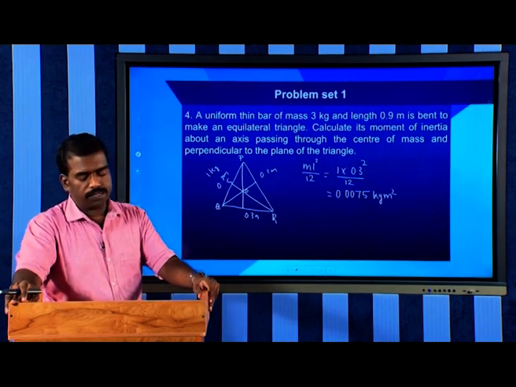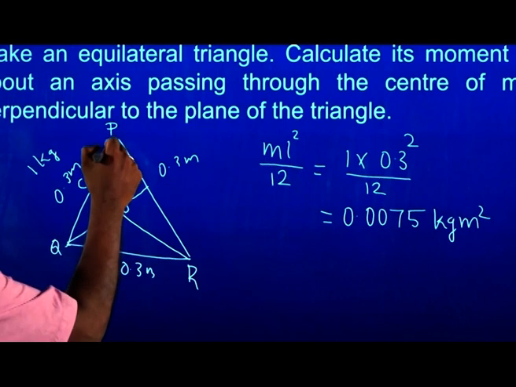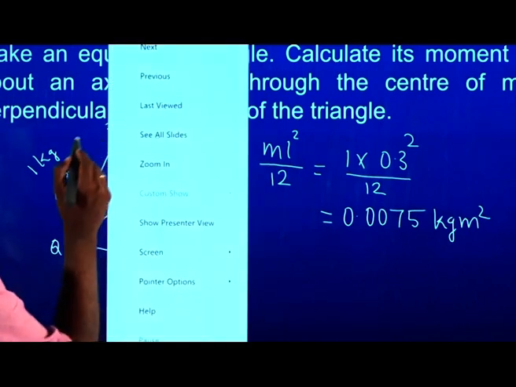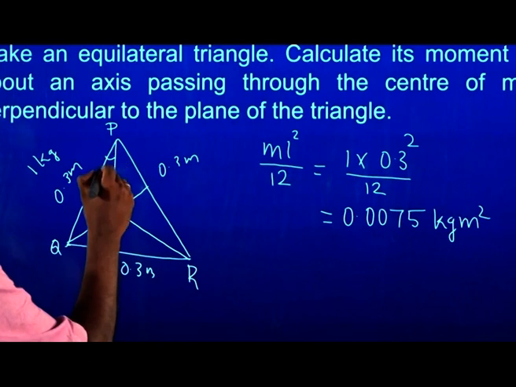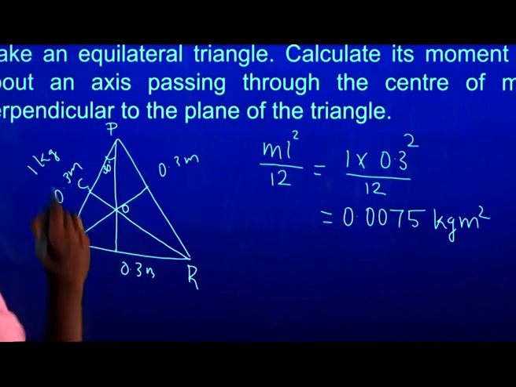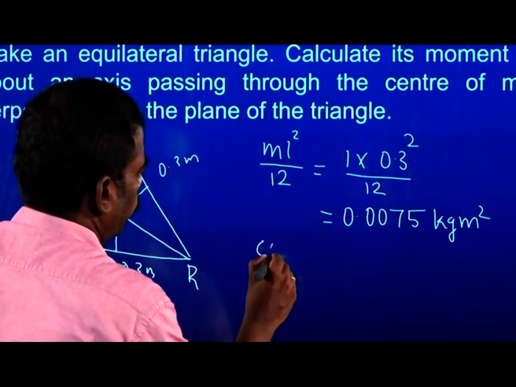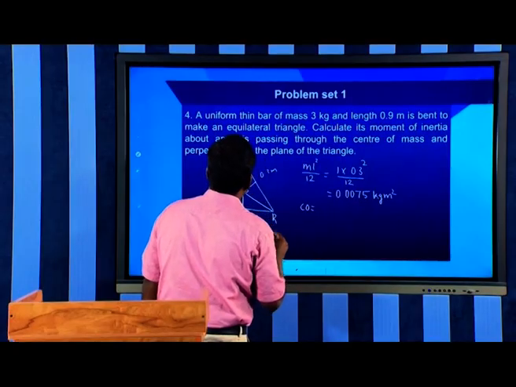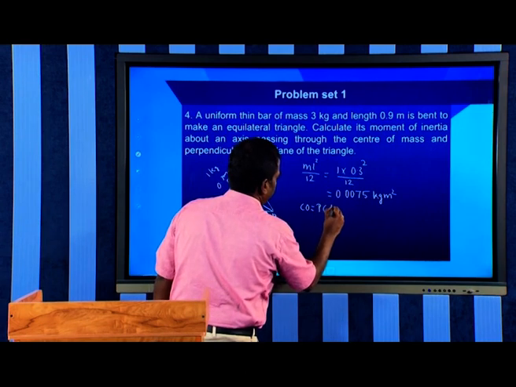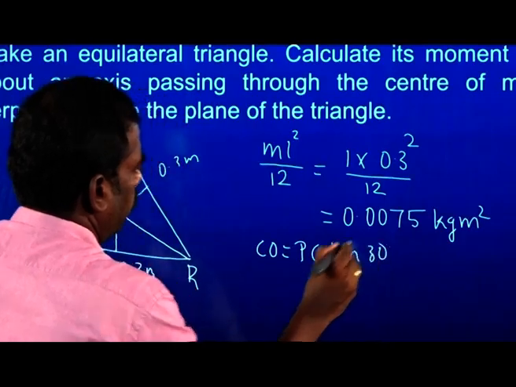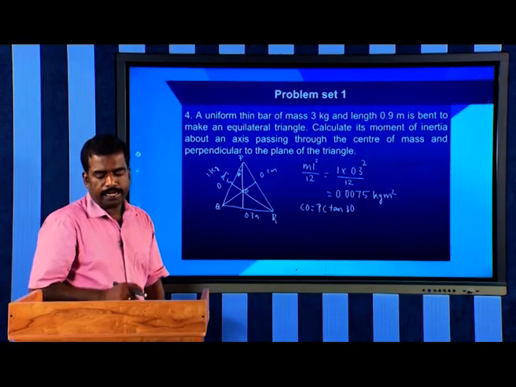The distance OC is, this is 60 degree and since it is an equilateral triangle, it bisects the angle. So, this one is 30 degree, this one is 30 degree. So, we need to know what is CO. It is opposite side by adjacent side. So, tan 30 equal to CO by PC, or CO equal to PC tan 30.